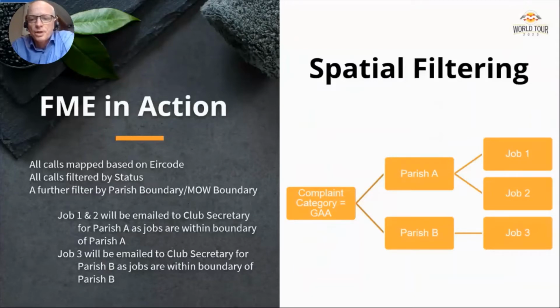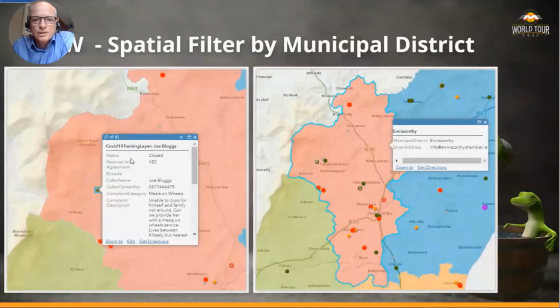But if that dot is inside Parish A, then job 1 in this case, and if there's a second dot inside that parish, job 2, both get inputted to an HTML report, and it's sent to the secretary of that club in that parish. And likewise, job 3 is a dot inside Parish Boundary B, and that's just what spatial filtering is. And while many here on FME have been using spatial filtering for years, the power of it is massive in this instance. So that's just a quick visual of it.